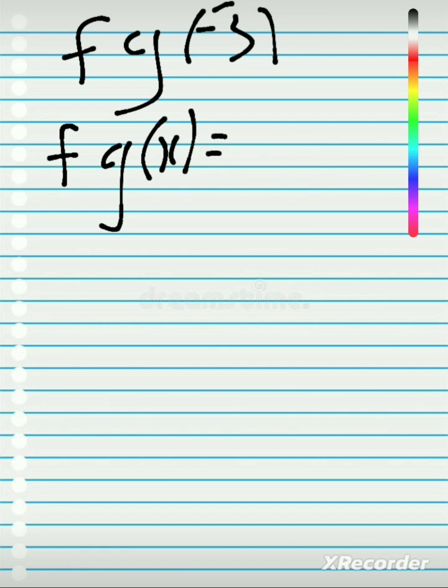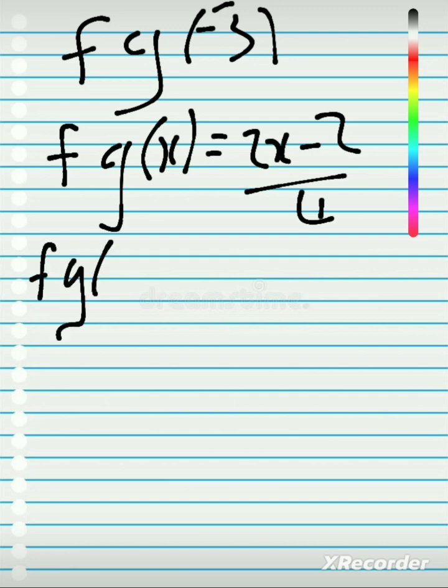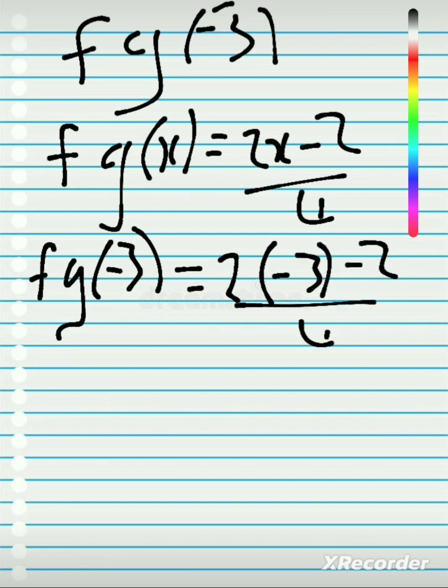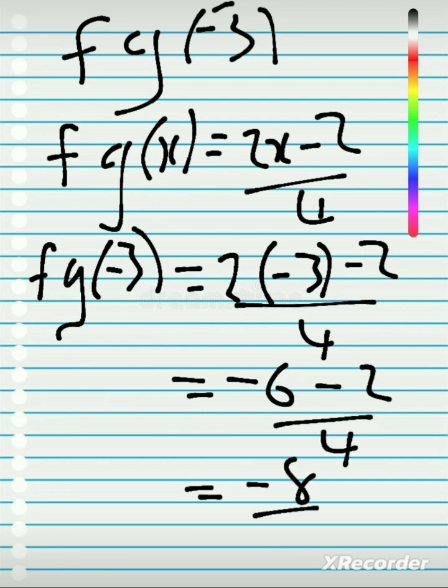We have f(g(x)), which is... Is it? Oh, it's (2x minus 2) over 4. So they want f(g(-3)). Where there's x, we put negative 3. (2(-3) minus 2) over 4. So 2 times negative 3 is negative 6, minus 2 over 4. Negative 6 minus 2 is negative 8 over 4. Negative 8 divided by 4 is negative 2.